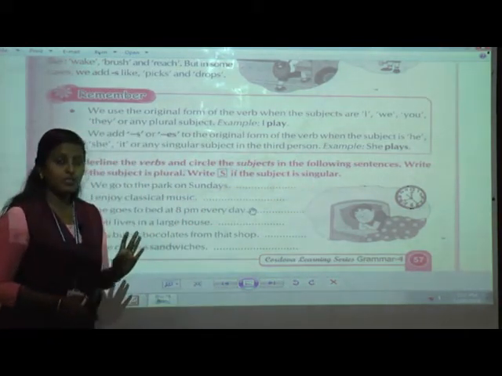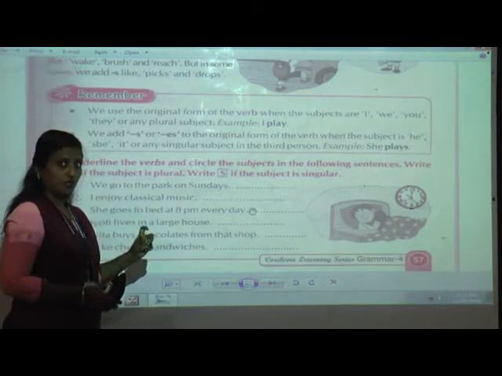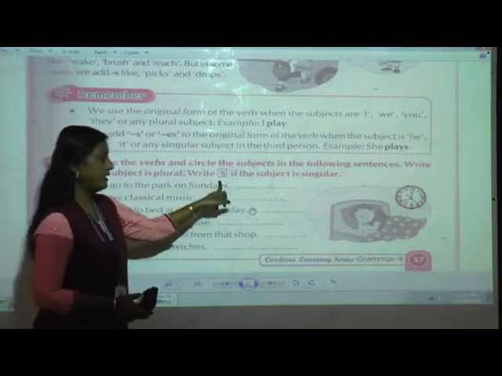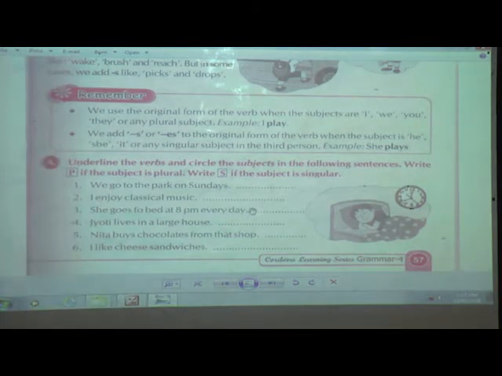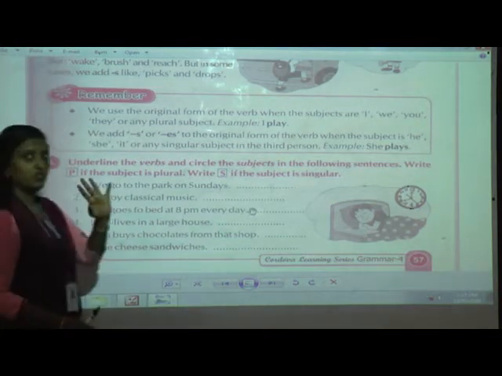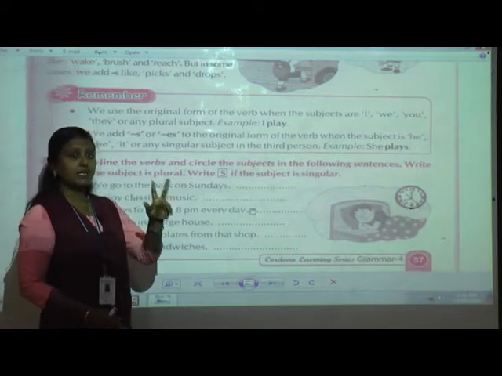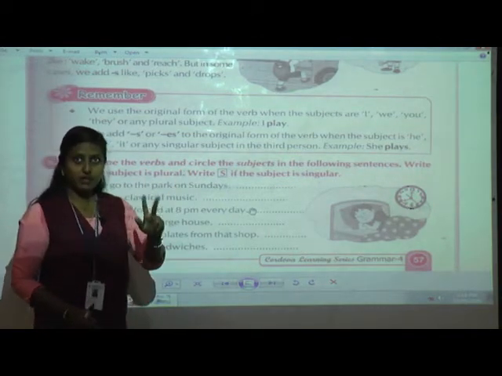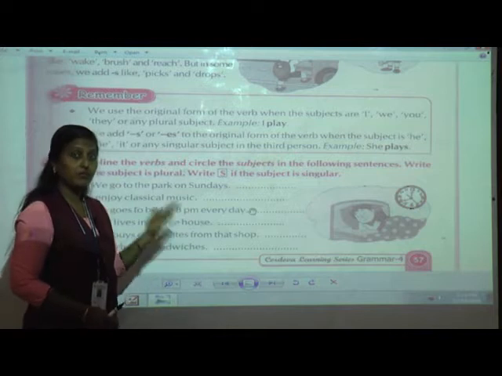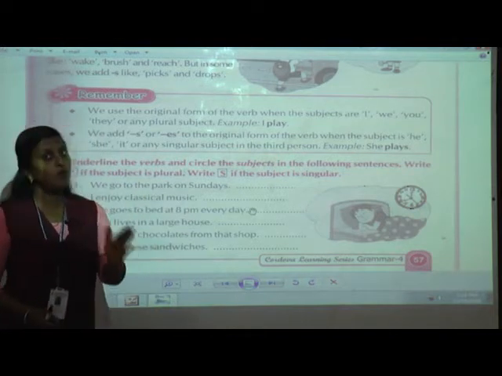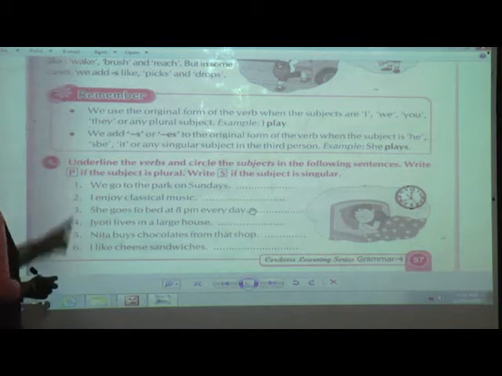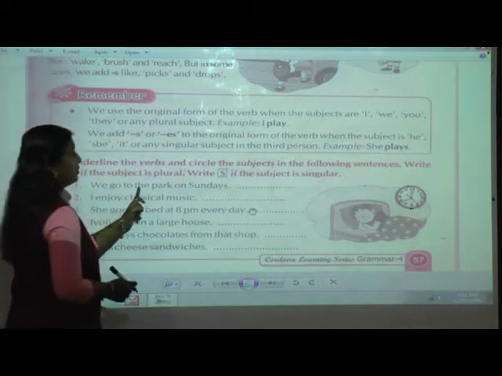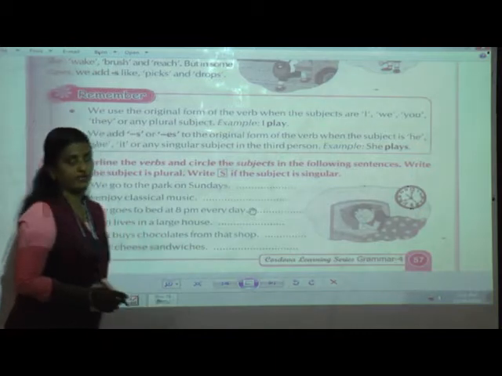Means they have told us to check the subject. If it is singular, write S. If it is plural, write P. So three things we have to do. How many things we have to do? Three. First, we are going to underline the verbs. Second, we are going to circle the subject, and then we have to see whether the subject is in singular form or plural form. Ready, students? Okay, first one. We go to the park on Sundays.